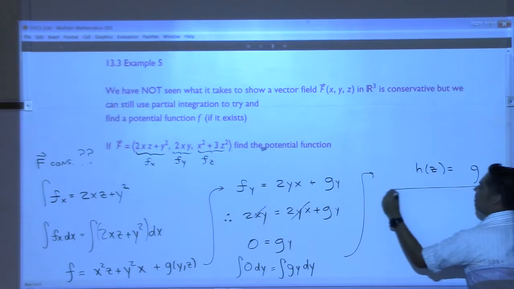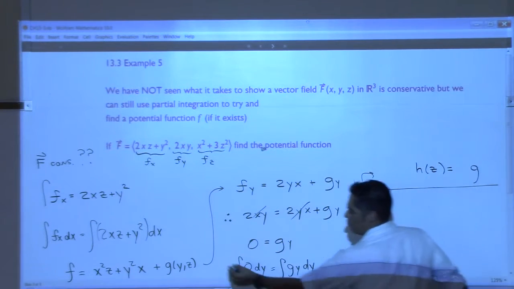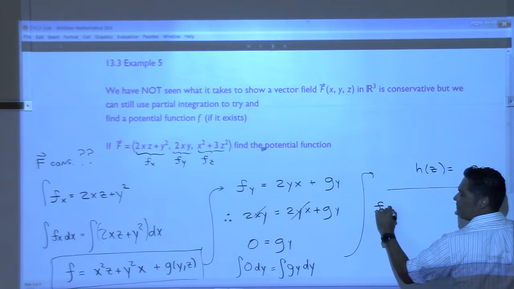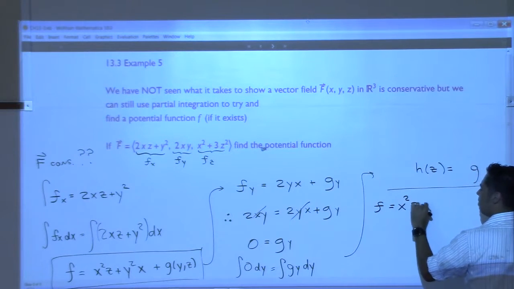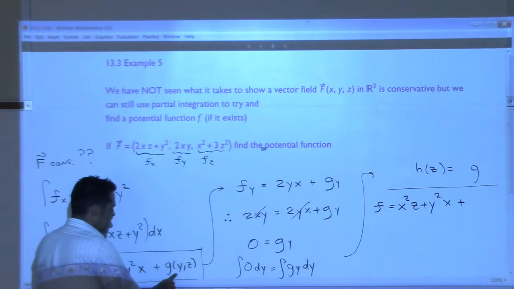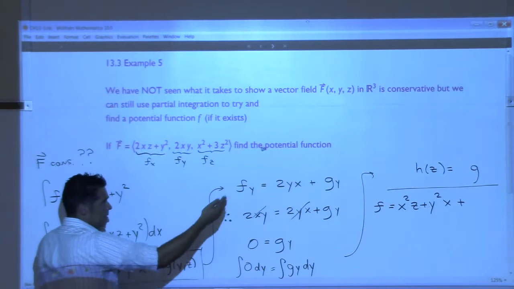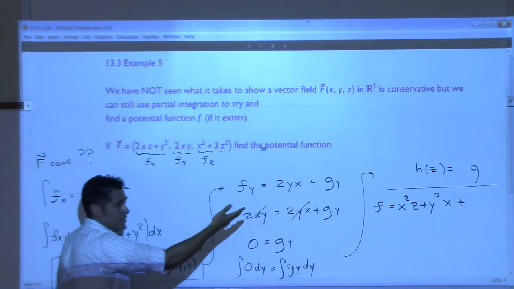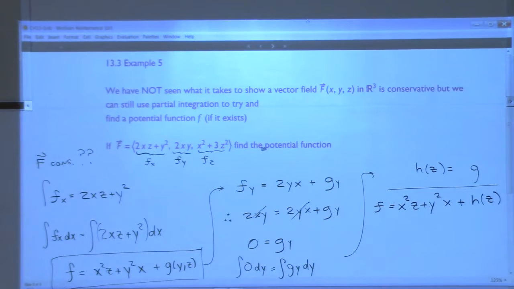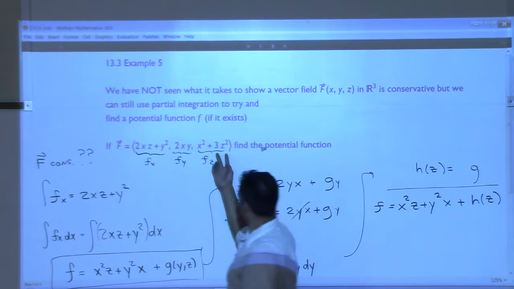Okay, so where are we? All right, where was our f? We had f at one point, right? Here's what we have. Now here's what I can say about f. f is equal to x squared z plus y squared x plus the g function, right? But what have we determined that the g function has to be? Just some function of z. So we know for sure now that the g function has just z's in it. We're still not done. We still haven't used one entire piece of this, right? We haven't used that.